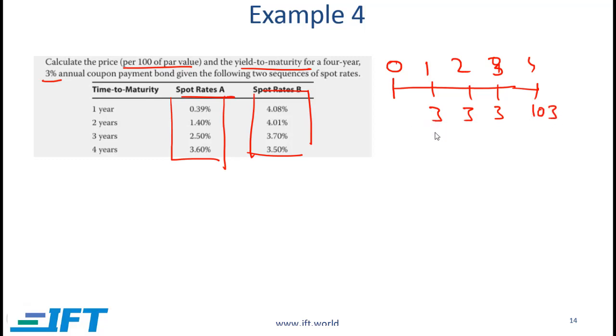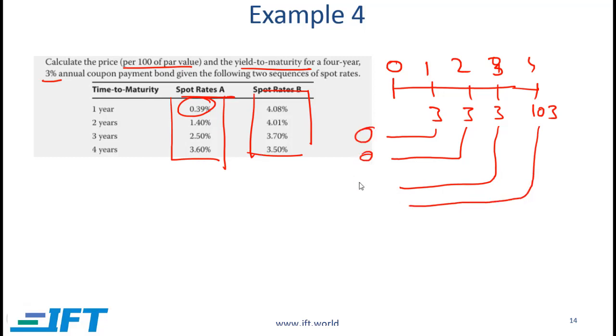The first 3 is discounted at 0.39%, the second is discounted at 1.4%, this is discounted at 2.5%, and this is discounted at 3.6%. Come up with these numbers, add them up, and what you should get is 98.104.